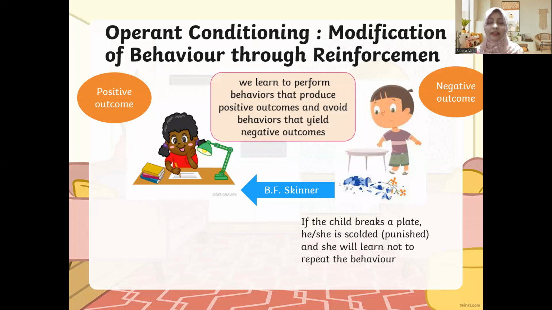Now, our second learning. What is our second learning? Operant conditioning. Now, what is operant conditioning? It is also called modification of behavior through reinforcement. Okay, so we modify the behavior by giving reinforcement. Now, what is reinforcement?